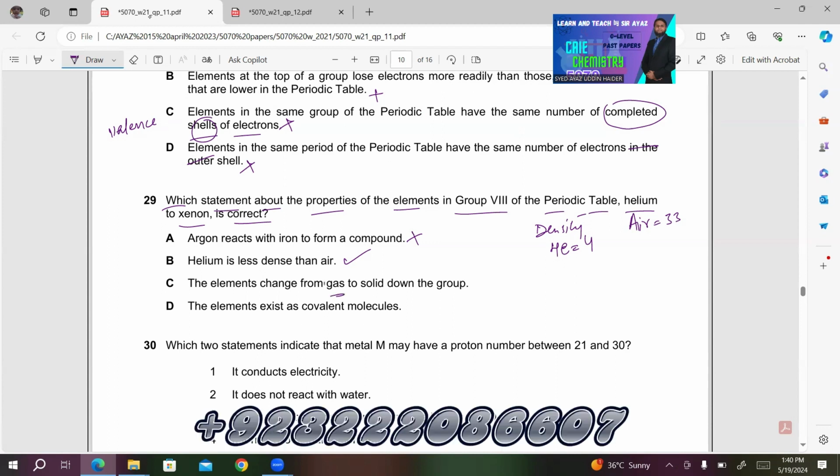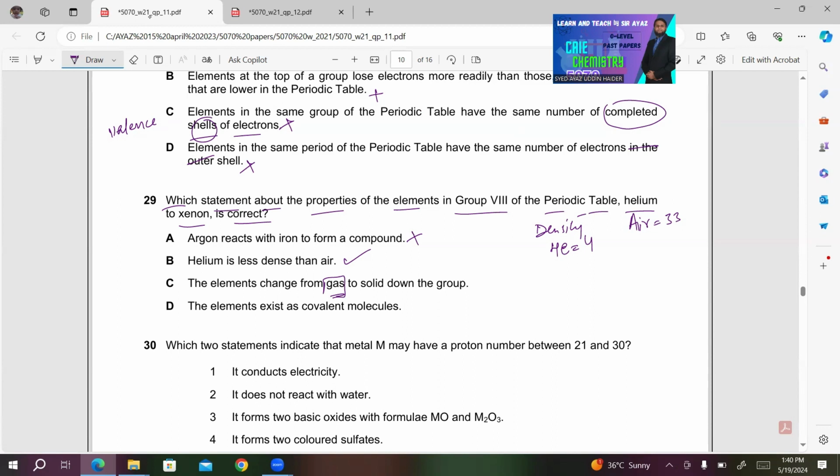This is incorrect because this is not true for all the groups in the periodic table, especially for group 8. They are talking about group 8. So this is also incorrect.